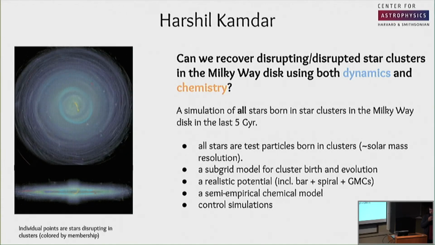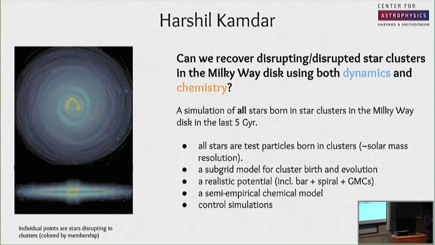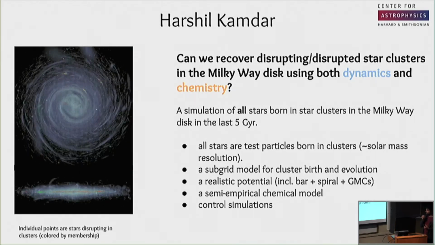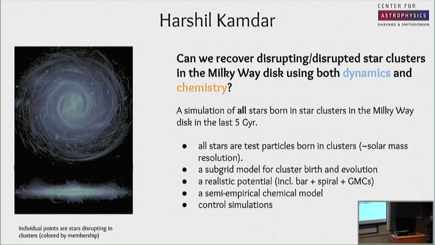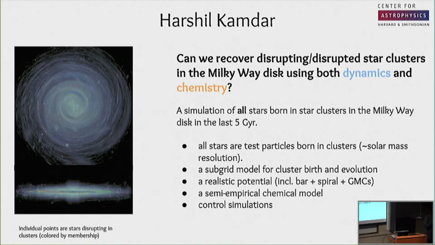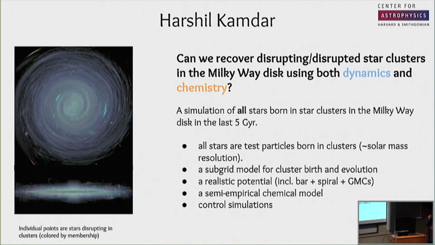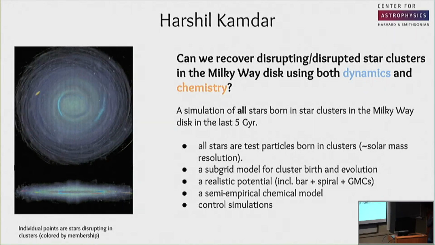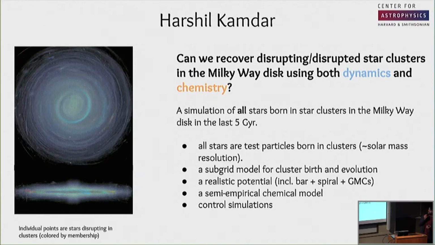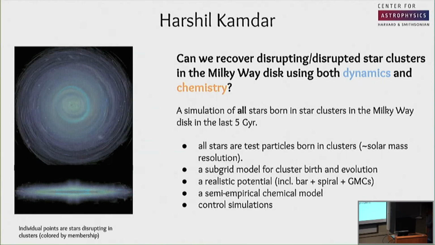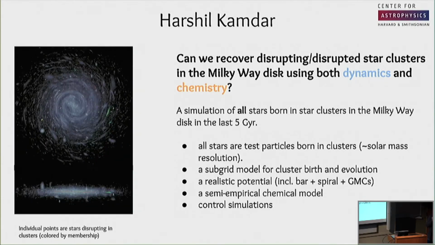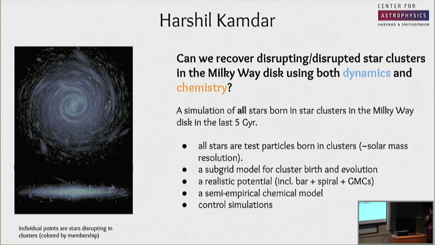It has solar mass resolution. Each star is a particle. But to do this, we fundamentally have to make a lot of assumptions about cluster formation. All stars in our simulation are test particles, because this would be impossible to do in an n-body the right way. We also have a subgrid model for cluster birth, evolution, and death. We have a realistic potential that includes bars, spiral arms, and GMCs. We have a semi-empirical chemical model, and we also run control simulations.